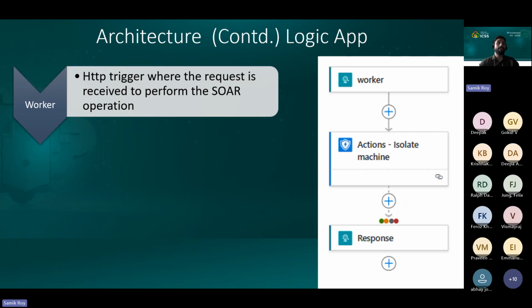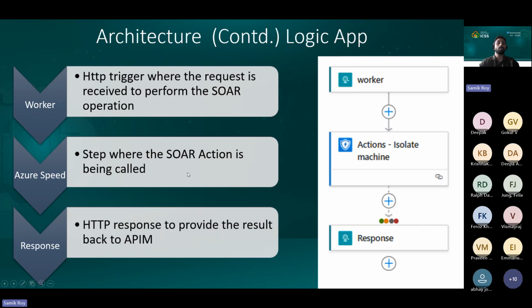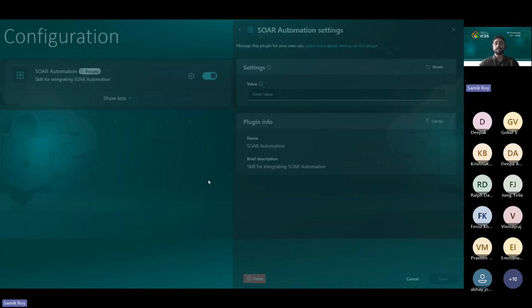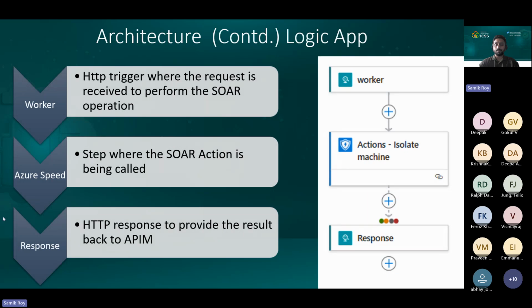So worker is an HTTP process, right? Which basically takes the request, and in that we had parameters. Isolate is the second action, which basically takes the SOAR action, and then obviously the response is the last one, which gives back to the APIM, and the APIM gives back to the Copilot, right? So that's how it looks. Before I go further, this is what the architecture looks like, and that's the whole component.